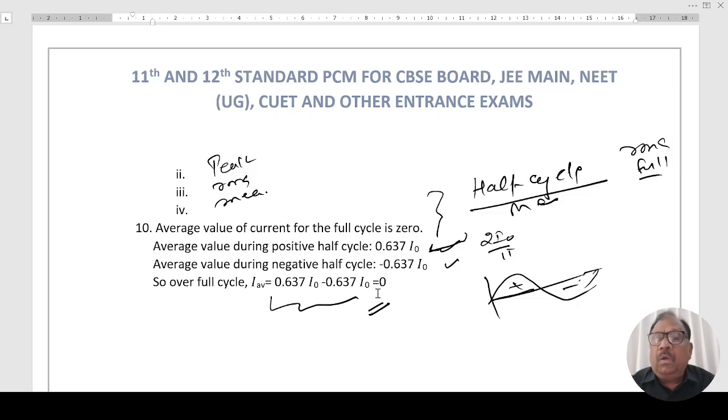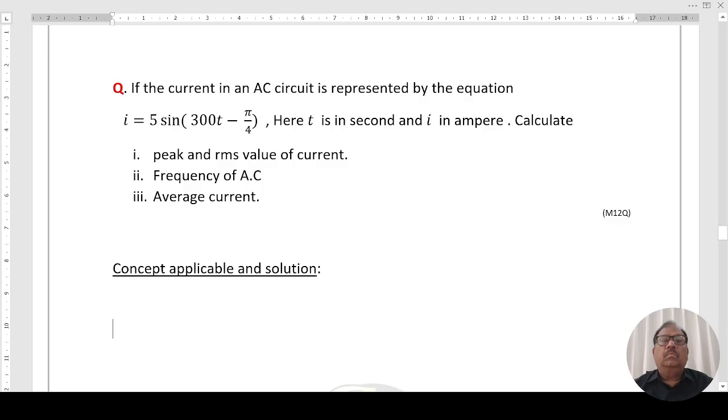Now let's start with the questions. If the current in an AC circuit is represented by the equation I equal to 5 sine of 300t minus pi by 4, where t is in seconds, I is in amperes, calculate peak and RMS value of current, frequency of AC, average current.